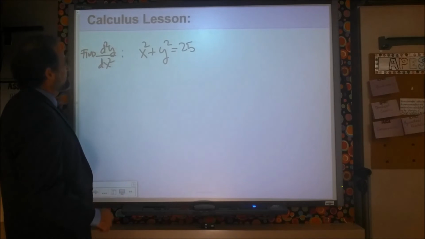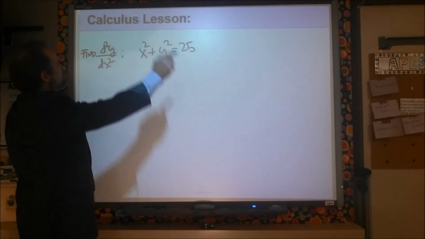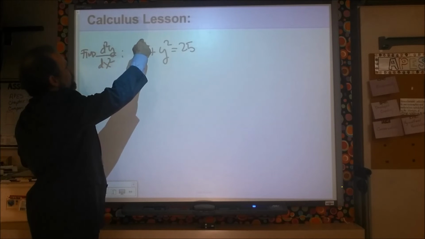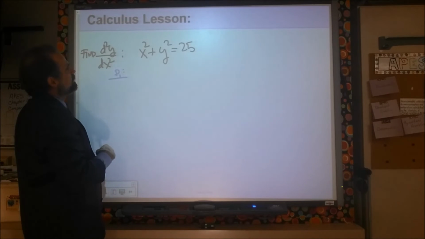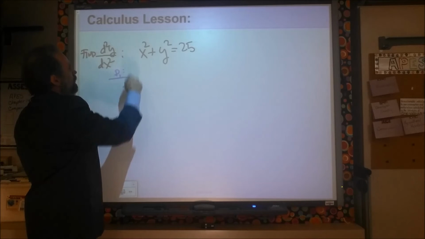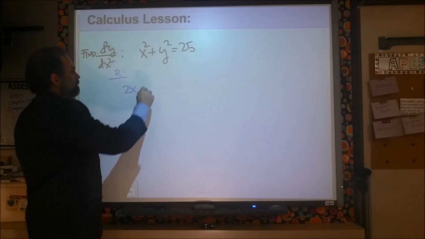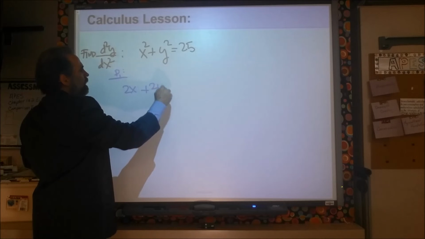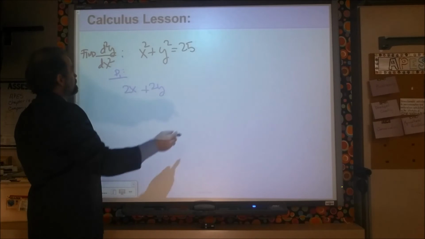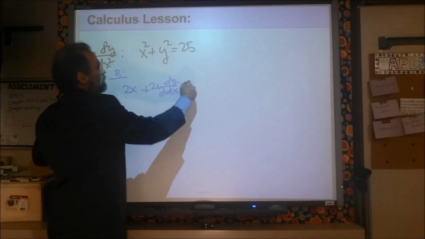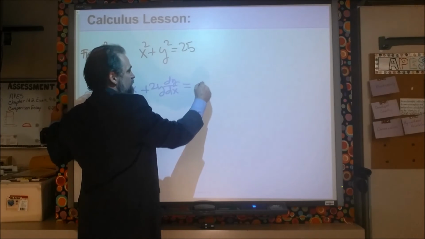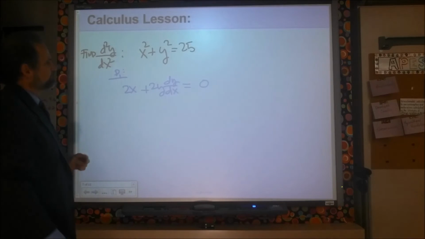So let's do this. Let's do the derivative. The first derivative, that's what I'm going to do. So this would be derivative 1, okay? 2x to the 1 dx/dx plus 2y to the 1 dy/dx equals 25, which is 0 dx/dx, yes?